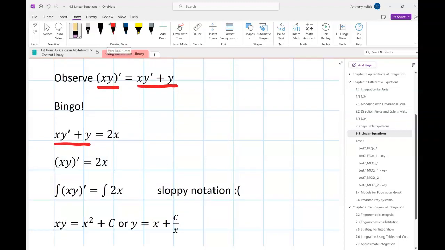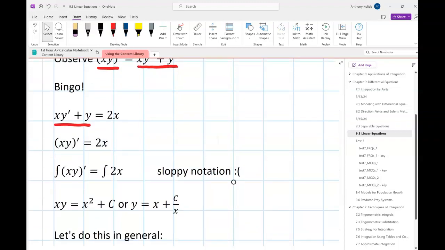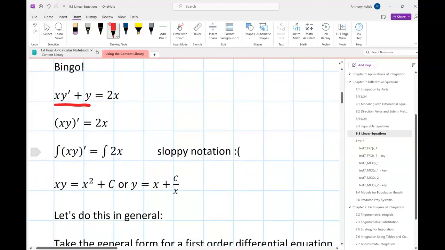And now when I integrate both sides and use some sloppy notation, the integral cancels out the derivative. I'm left with just xy. The antiderivative of 2x is x squared plus c. And then I could just divide both sides by x and I'm done. So the trick is going to be, how do I accomplish this? We'll do some specific examples. I'm kind of racing through this one right now because it's not how we're going to do it. It's just kind of like me building up to the technique we need.